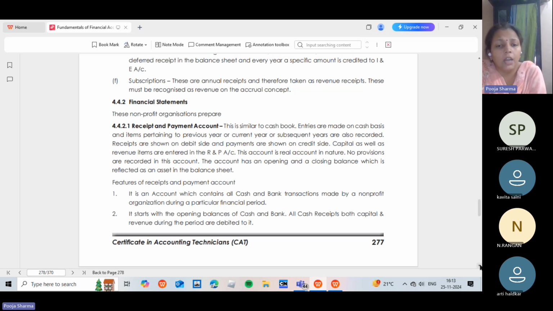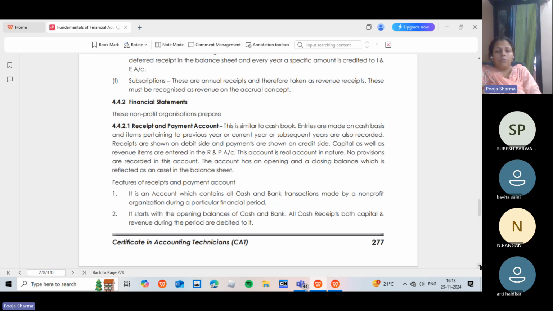Next, it starts with the opening balance. In the question we must have been given some opening balance, whether it may be cash in hand or cash at bank. You have already read about it. This is the most important feature: the beginning of the receipt and payment account will start with the opening balance of cash, whether it is cash in hand or cash at bank.